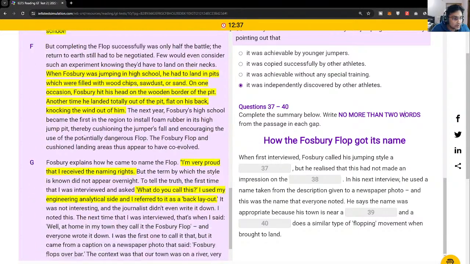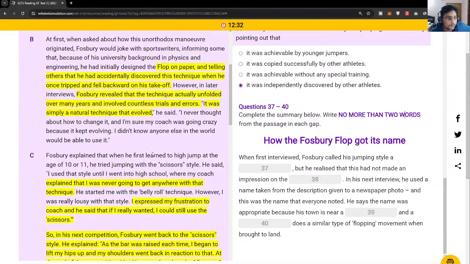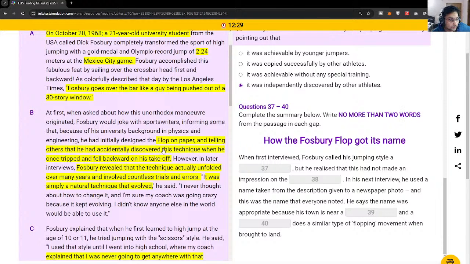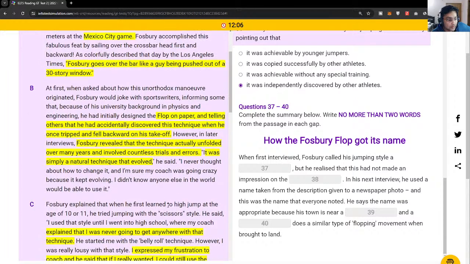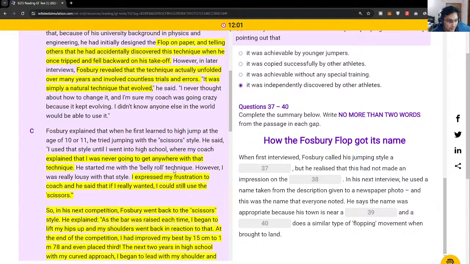When was he interviewing? Okay. Later interviews. Action of many years ago, it was simply natural that evolved. Called his jumping style a scissors style.